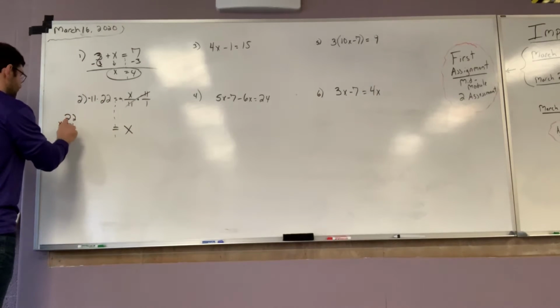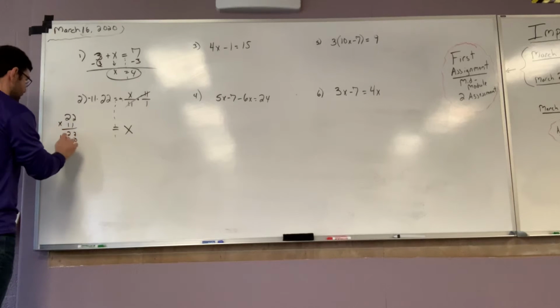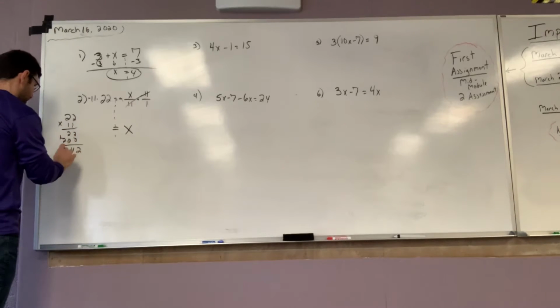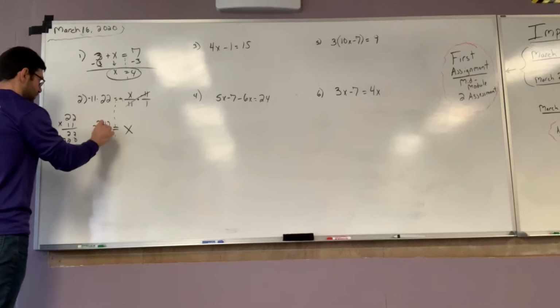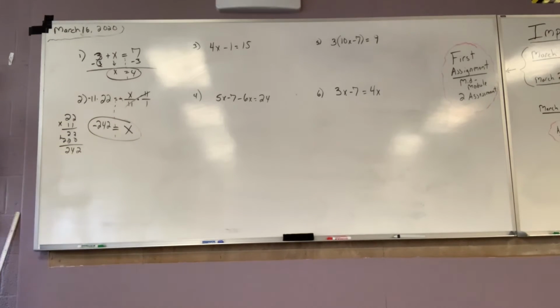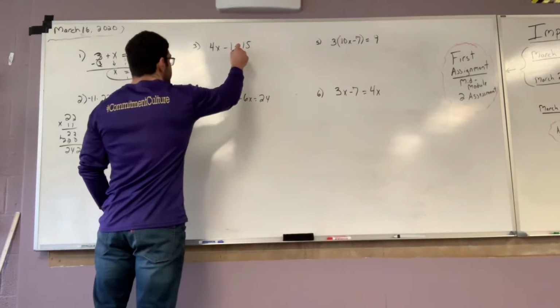I should have chosen a smaller number. So 22 multiplied by 11 is 2, 2 plus 0, 2, 2. That gives me negative 242.